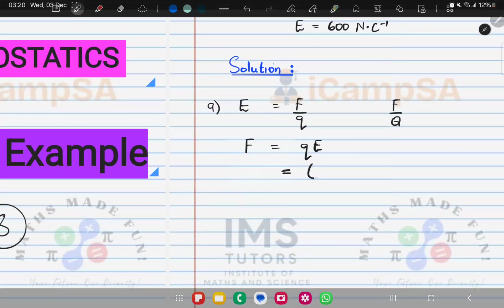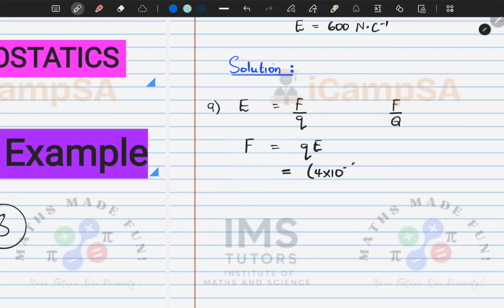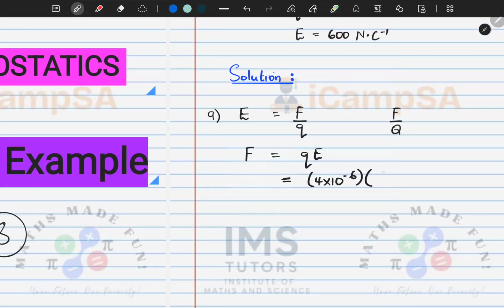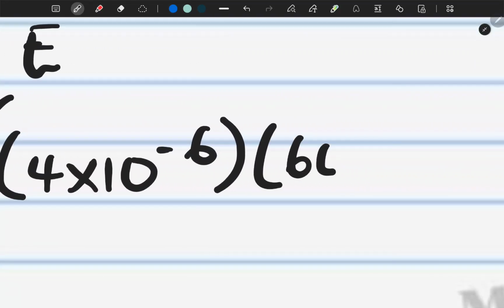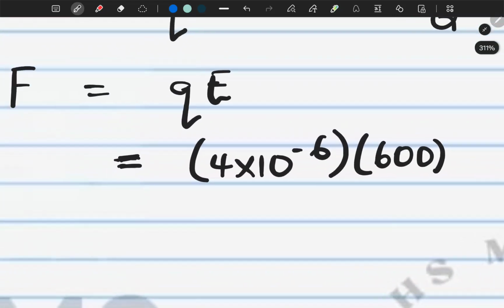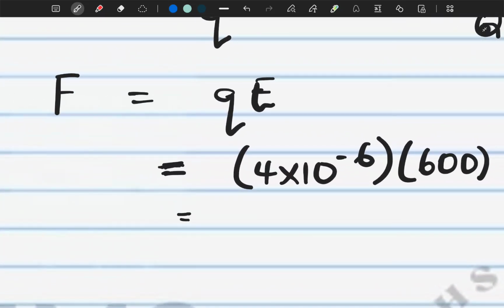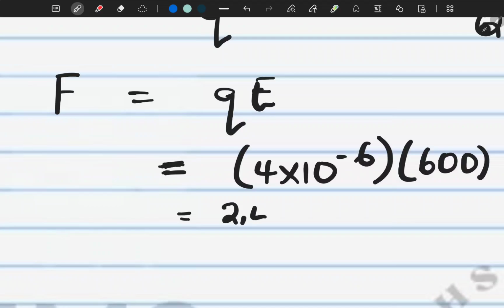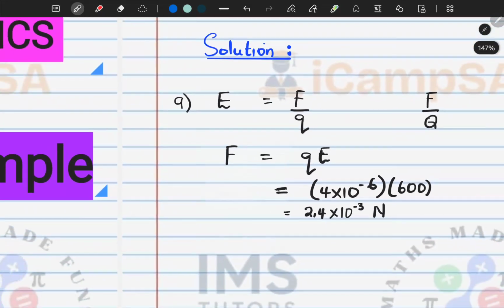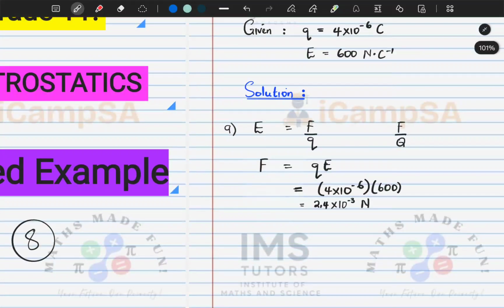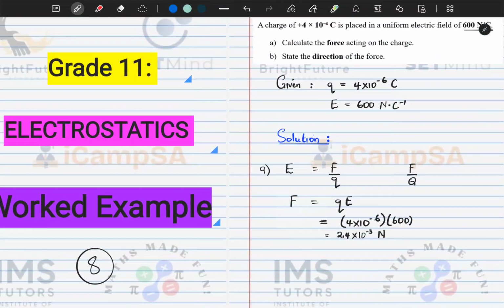So we know that Q is 4 times 10 to the power minus 6, and that E is simply 600 newtons per coulomb. Then from here, I get that our force is 2.4 times 10 to the power minus 3 newtons. So here there's no specific direction. You can't say north, east, south, west, left, right, up, down in terms of the direction of the force.